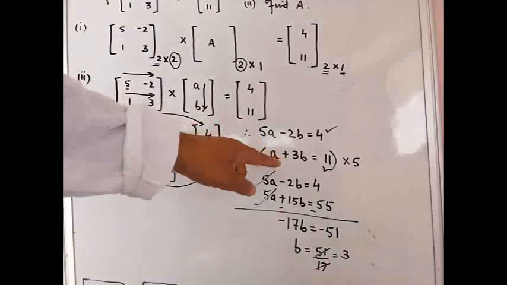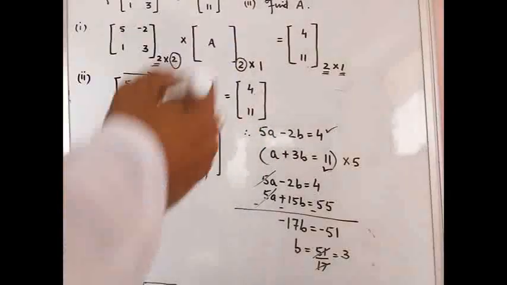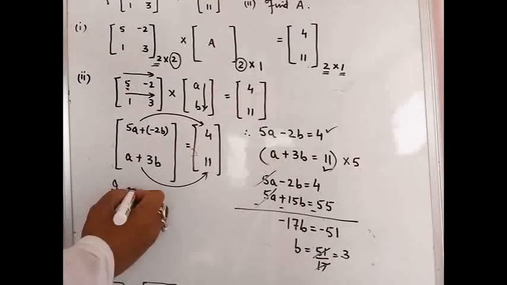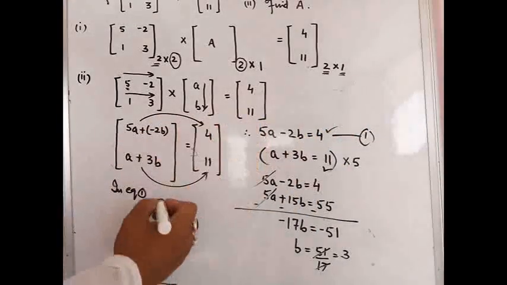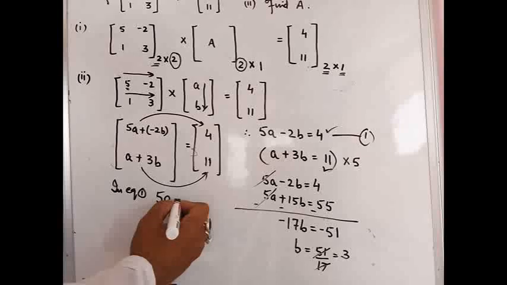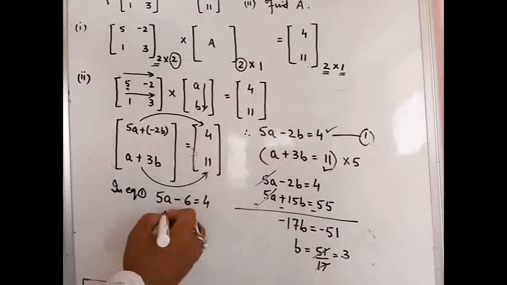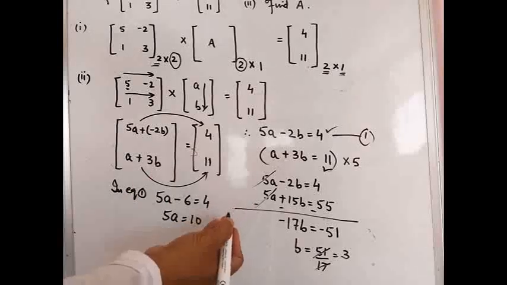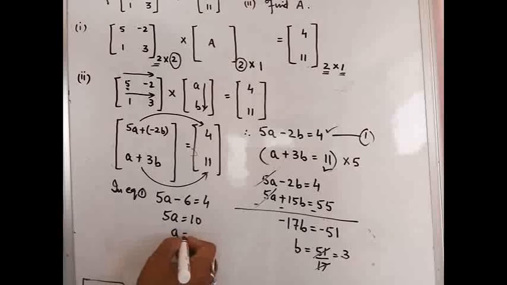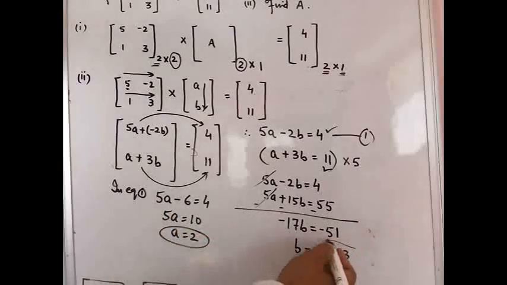So by putting this B value, suppose I put it in the first equation. So in equation 1, you put the value of B, so you have 5A minus 2 into B, so 2 3s are 6, equal to 4. So 5A becomes 10, because this minus 6 goes to the right side, becomes plus. A equal to 2. So we have got A as 2, we have got B as 3.